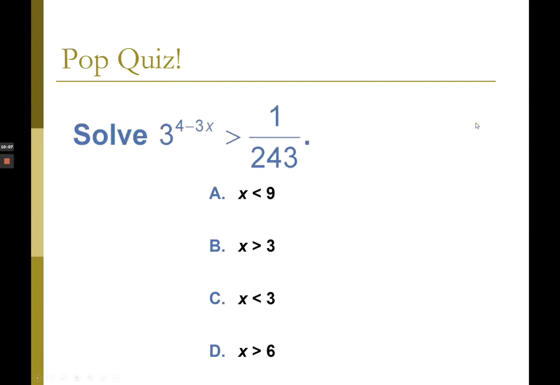Okay, pop quiz. I know you need time. Solve 3 raised to 4 minus 3x is greater than 1 over 243. Give it a try. Take your time. Try to learn. It's good for you. It's a brain exercise. And the correct answer is x is less than 3.